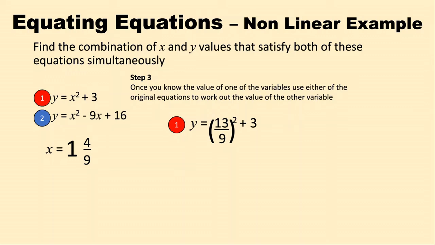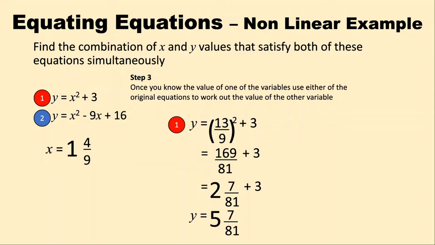So 13 over 9 squared plus 3. When you square a fraction, we square both the top and the bottom. 13 squared is 169, 9 squared is 81. So 169 over 81 plus 3. Again, I've got a top-heavy fraction. Think of how many 81s go into 169. There's 2 of them with 7 left over. So that's 2 and 7 over 81 plus the 3, which would be 5 and 7 over 81.